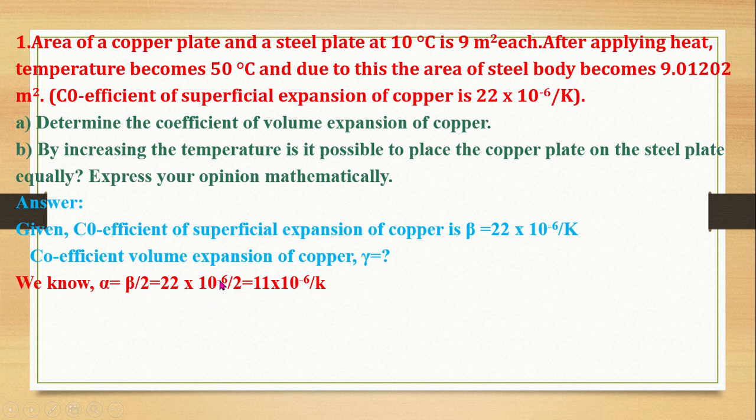alpha equal to beta by 2. So dividing the value of beta by 2, we can easily find out the value of alpha, and it comes 11 into 10 to the power minus 6 per Kelvin. Okay, so gamma equal to 3 alpha. Now you put the value of alpha in the equation and you can get the value of gamma equal to 3.3 into 10 to the power minus 5 per Kelvin. Do you understand the math?